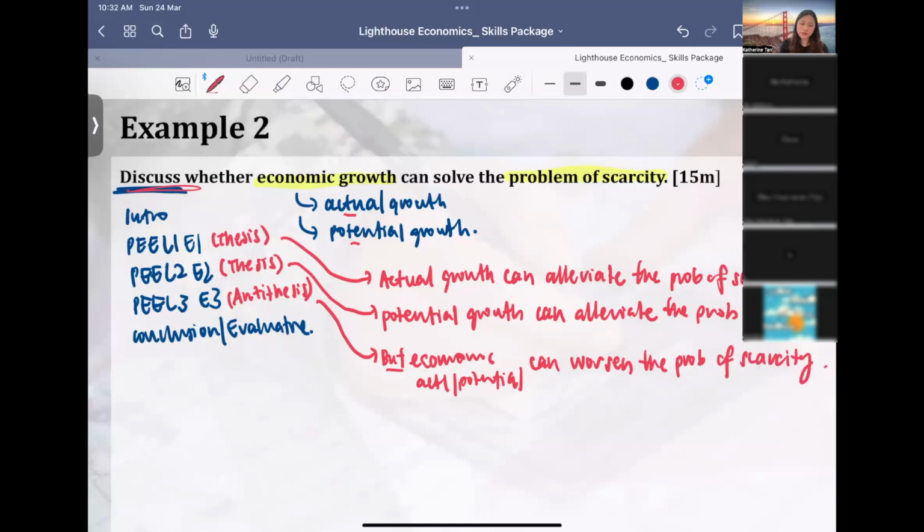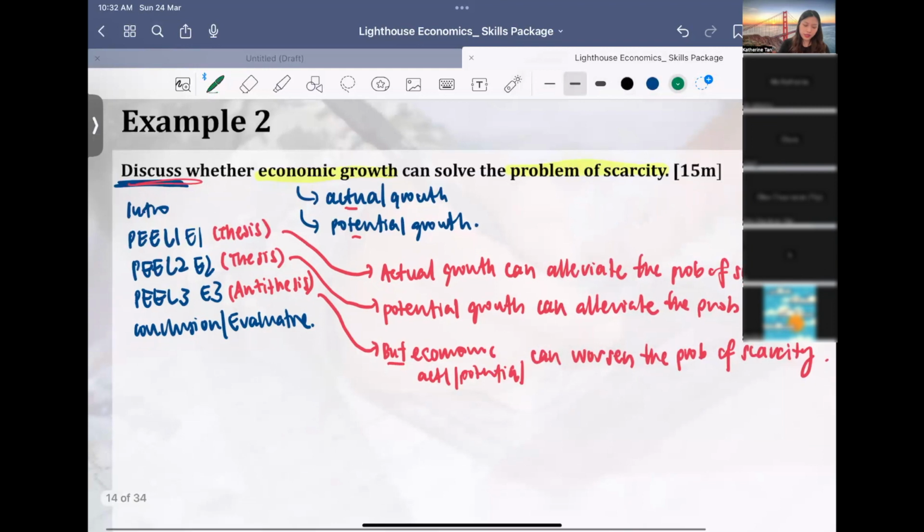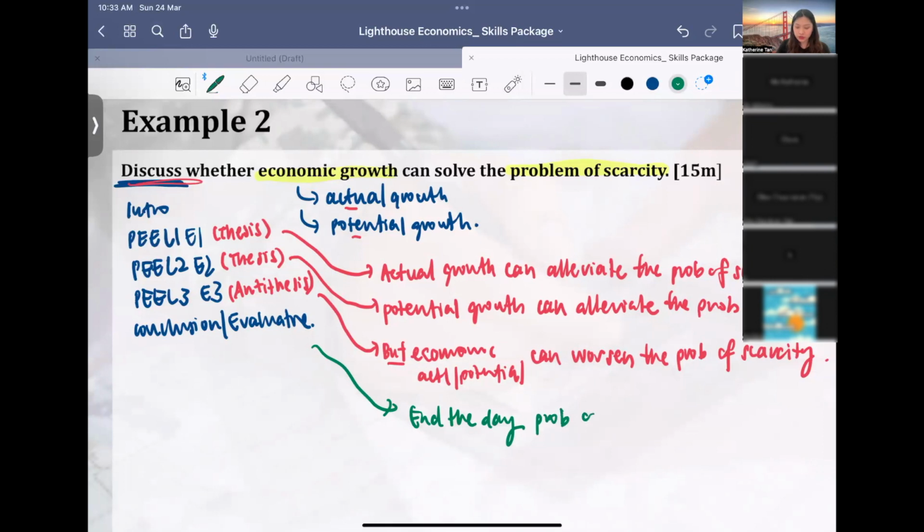Okay, then you have a final evaluation point. End of the day, you don't literally say "end of the day" in the essay, but you can say that in conclusion, the problem of scarcity can never be solved. But you must tell me why, okay? And then maybe you need to have a new insight. So say that maybe that's why government policies are very important in order to make sure that growth can help to alleviate the problem of scarcity instead of worsening it, something like that. Okay.